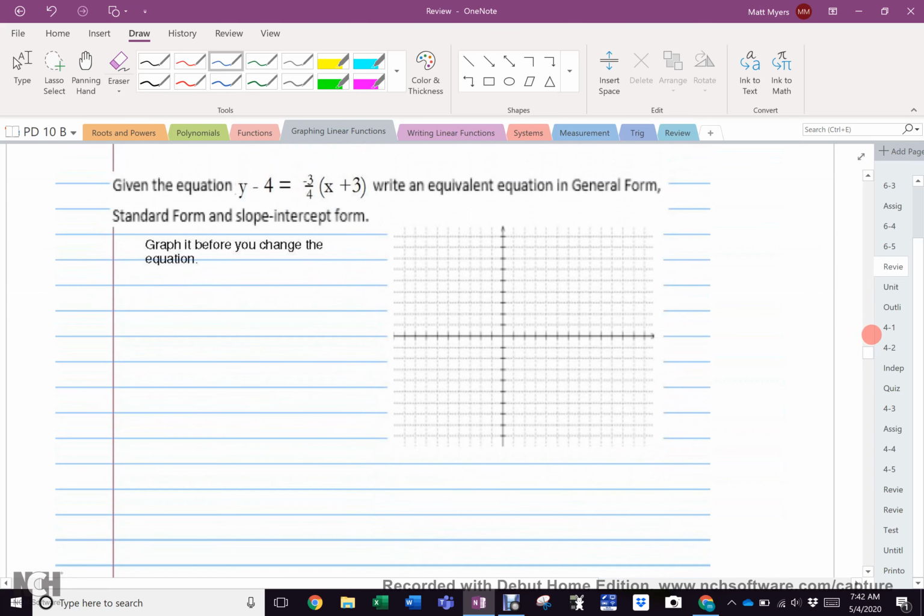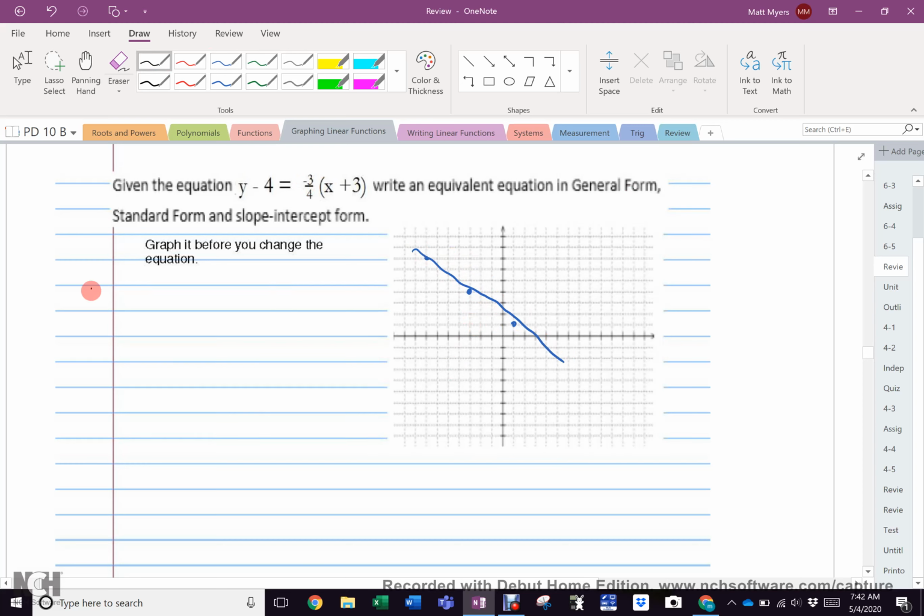And this last question, first thing I want you to do is graph it. So I remember these signs have to be opposite. So I go to negative 1, 2, 3 and positive 1, 2, 3, 4. And the slope was negative 3/4, so down 1, 2, 3, and right 1, 2, 3, 4. And up 1, 2, 3, and left 1, 2, 3, 4. And then I just put them into general, standard, and slope-intercept form.